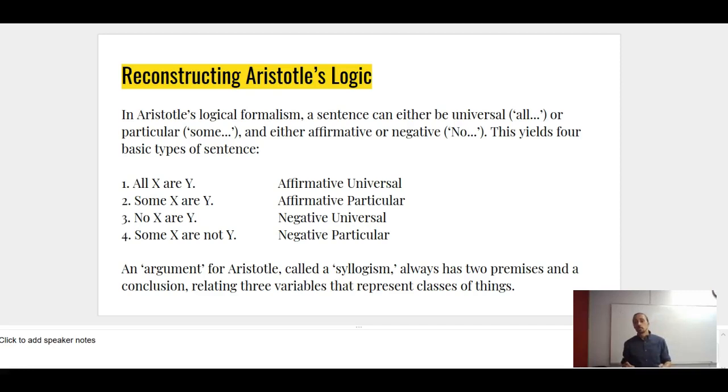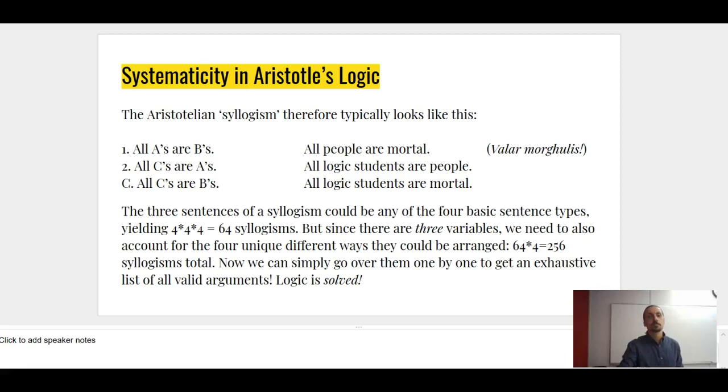So an argument, for Aristotle, called a syllogism, always has two premises and a conclusion. And these are always going to relate three variables representing classes of things. So an Aristotelian syllogism will look like this. All A's are B's, all C's are A's, therefore all C's are B's. To fill out the variables, I could say, for example, all people are mortal. All logic students are people. Therefore all logic students are mortal. Sorry, guys.